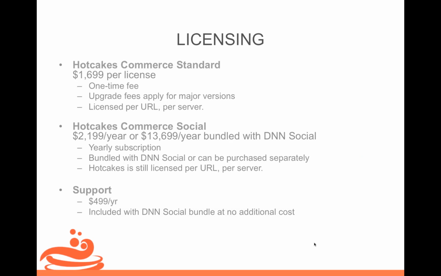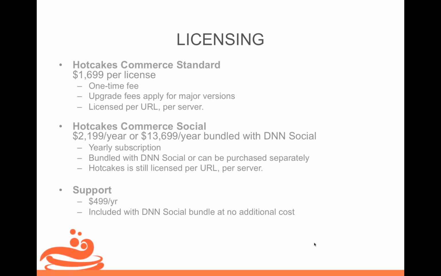Licensing. So this is how we're going to do licensing. We have a couple of different editions of the software. First is the standard edition. So standard edition is going to be a perpetual license. So you're going to pay $16.99 per license one time. There are going to be upgrade fees for major versions. We'll probably look to do a major release every 12 to 18 months. Minor upgrades or minor maintenance releases won't have additional fees associated with them.